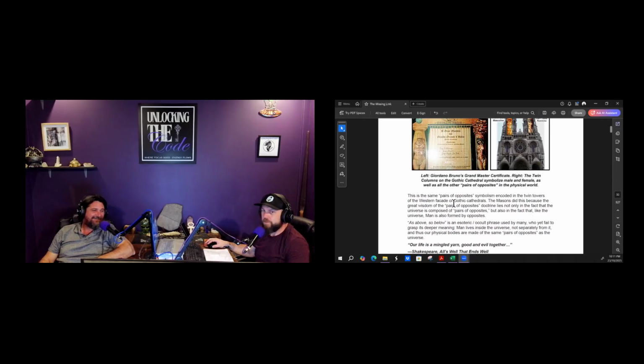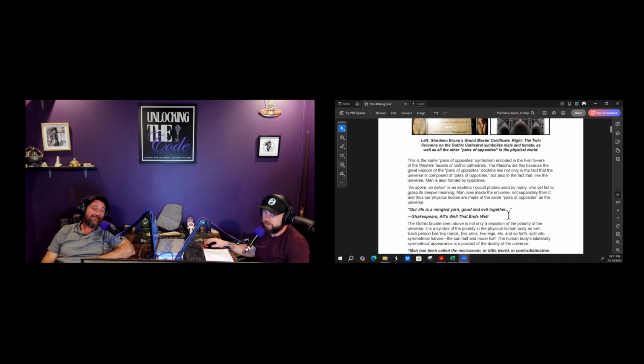The same pairs of opposites symbolism is encoded in the twin towers of the western facade of the Gothic cathedrals. The Masons did this because the great wisdom of the pairs of opposites doctrine lies not only within the fact that the universe is composed of pairs of opposites, but also in the fact that, like the universe, man is also formed by opposites.